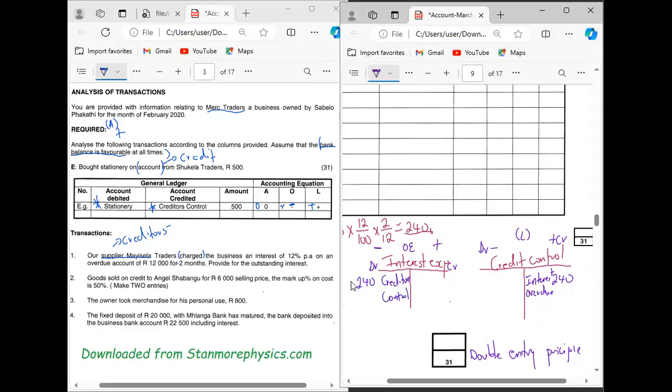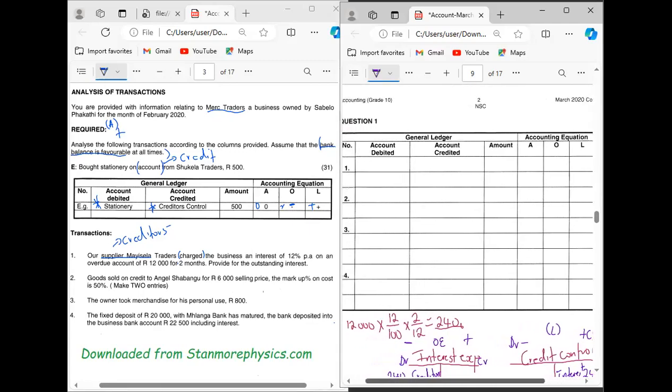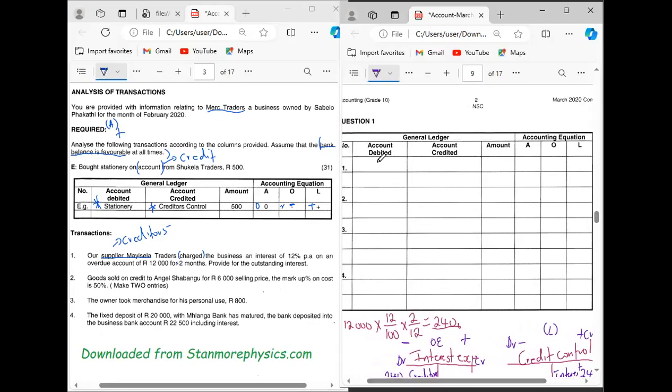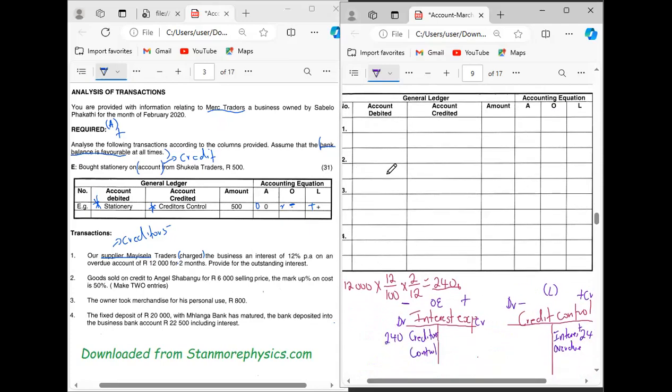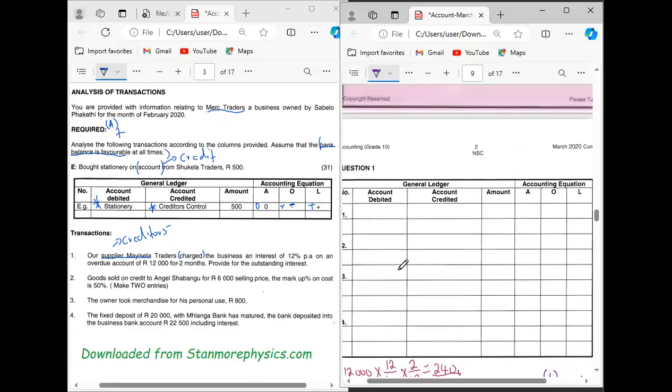And then now we can go and utilize our answer sheet. The account that is debited is interest expense. We recorded interest expense under the debit side. And then now we have to write it.